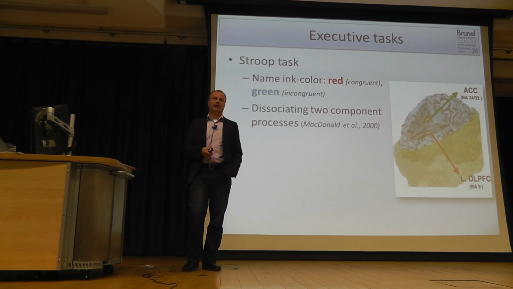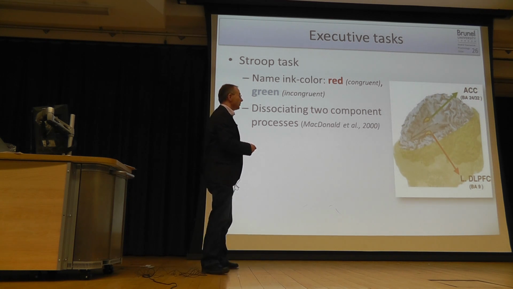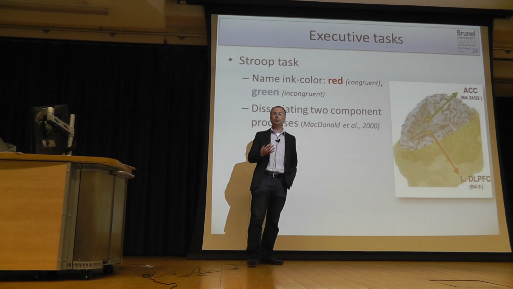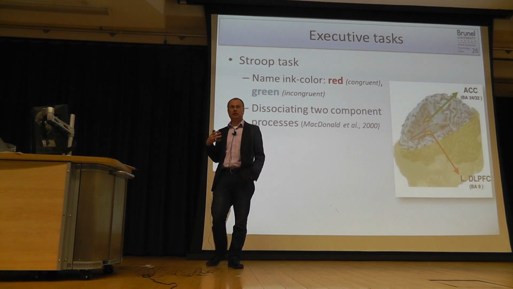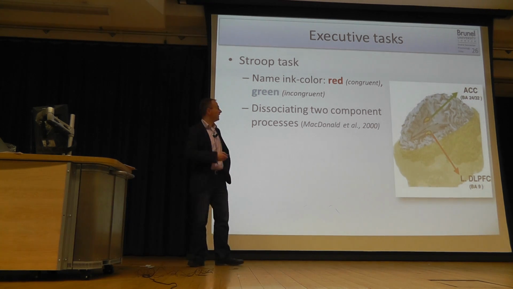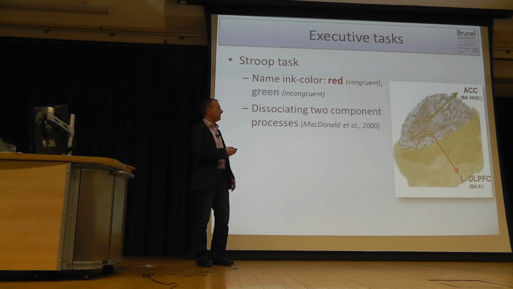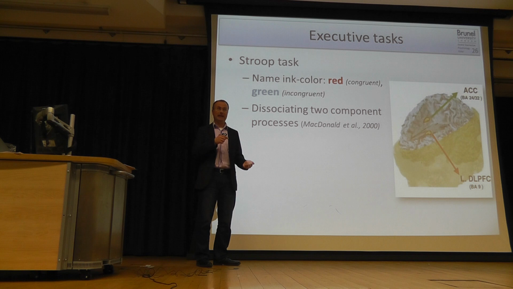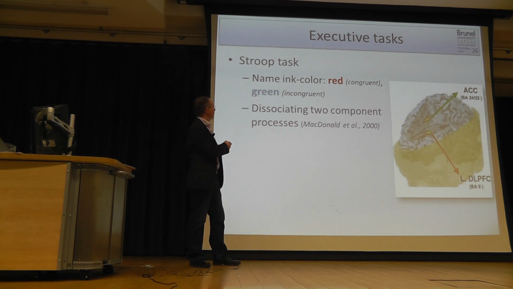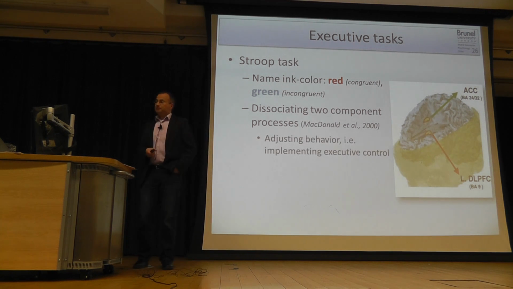And with fMRI, it has been shown that you actually can dissociate two components in this Stroop task, which is associated with executive control. Because what you have to do here, when we go back to the SAS, your normal tendency would be to read the word green. That's your schema. With words, you read them. However, you need the SAS to override this habitual behavior and to actually name the color.